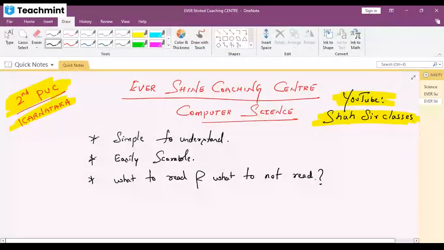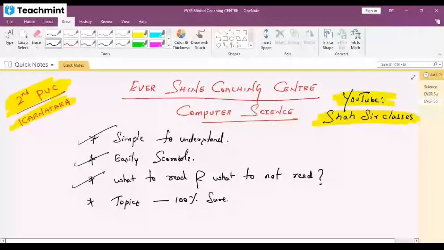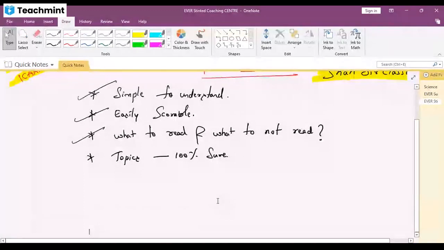This is a very big question. You need to identify a few things which you have to study and which you should not study. You have to select first the topics that are simple to understand, easily scoreable, and which are 100% sure to come for your exam. Certain topics are there in computer science where you can definitely expect questions. So this is what we are going to study in our crash course.